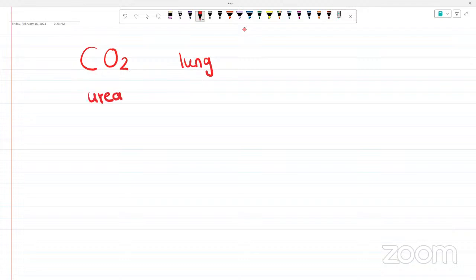So now we will go to speak about excretion. And before going to details for the excretory system, I would like to mention the waste product or metabolic waste product. We have carbon dioxide, which will be excreted out of the body through the lung. We have urea, excreted out of the body through the kidney or urinary system.